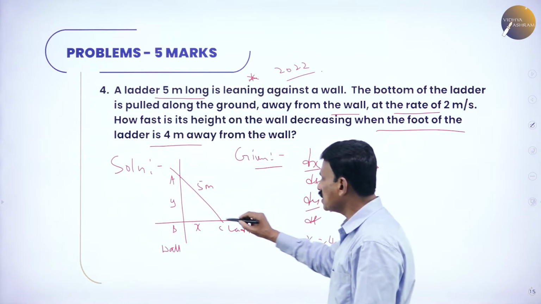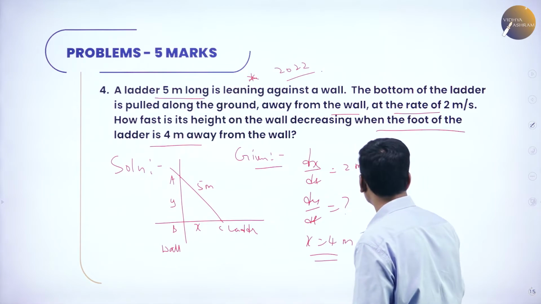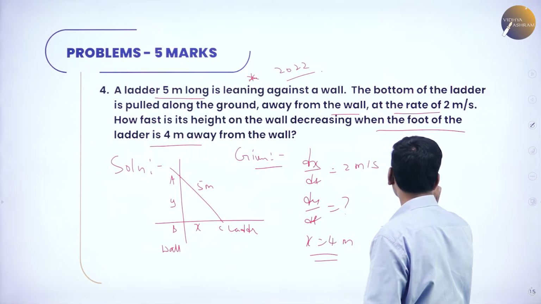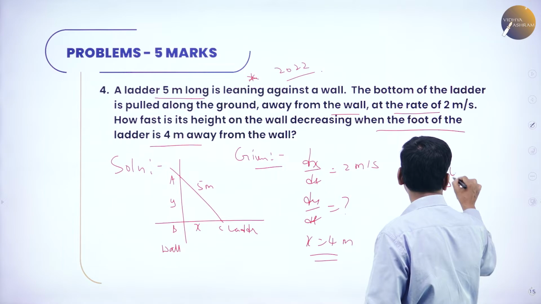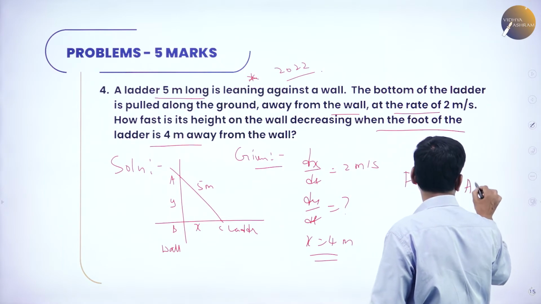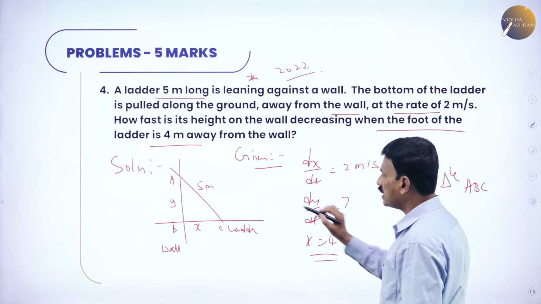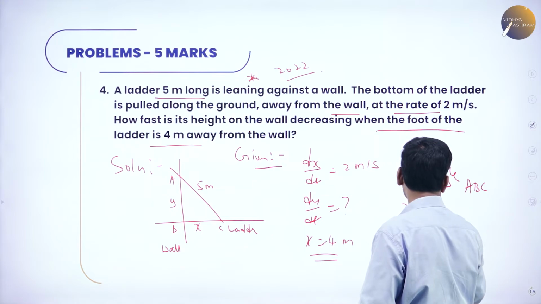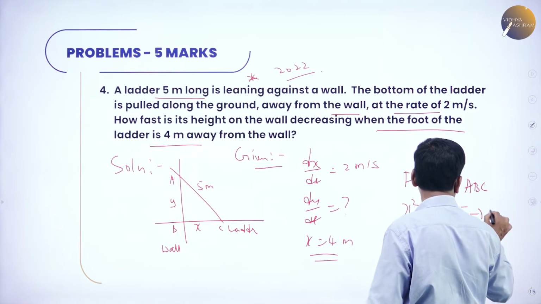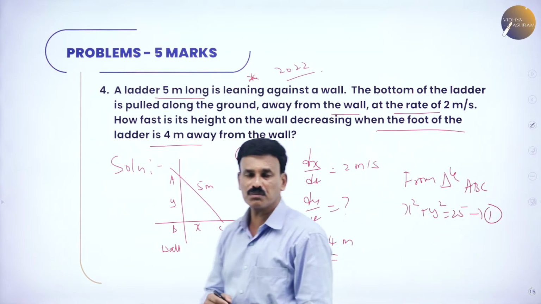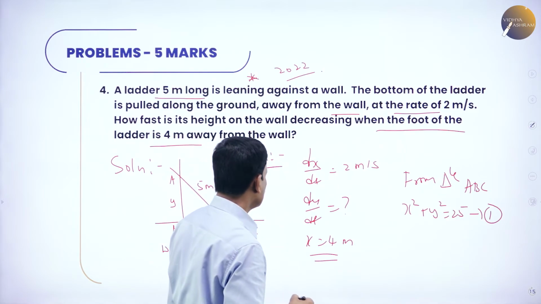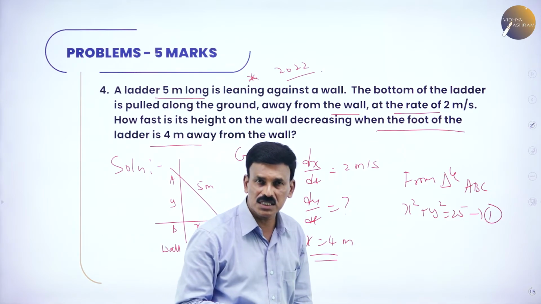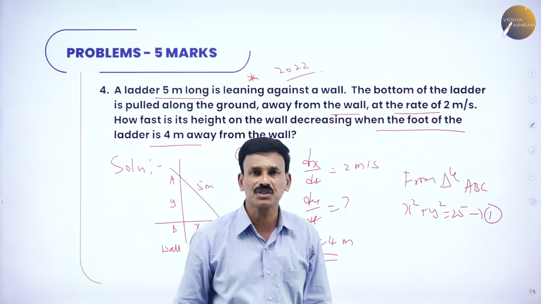Here, if you observe carefully, this is a right angle triangle. From triangle ABC, you can write x square plus y square is equal to 25. Let us represent this as equation number 1. x square plus y square is equal to 25.